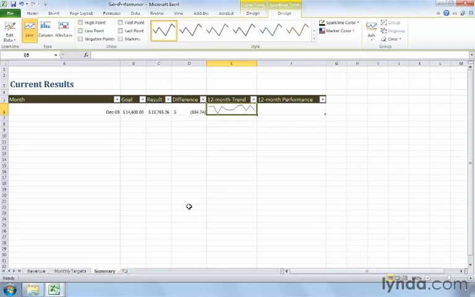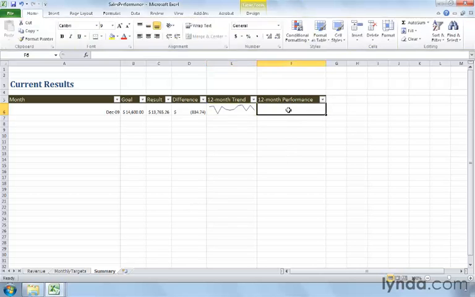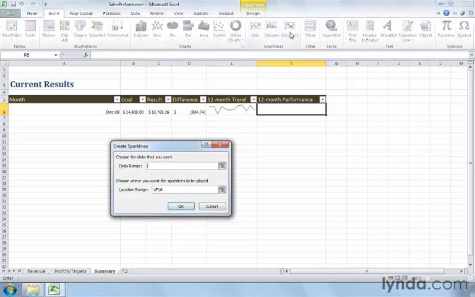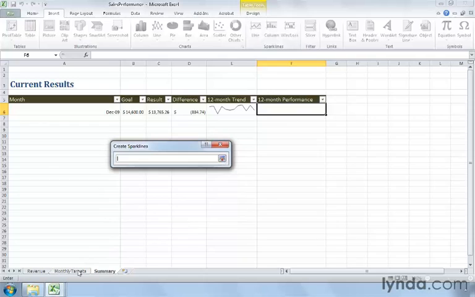The conditional format in the other table provides an instantaneous measure, but this sparkline indicates how sales have trended over the past 12 months. If we want to indicate whether the sales team met their goals for each of the past 12 months, we can create what's called a win-loss sparkline. To do that, on the Insert tab, click Win-Loss, and select the data.